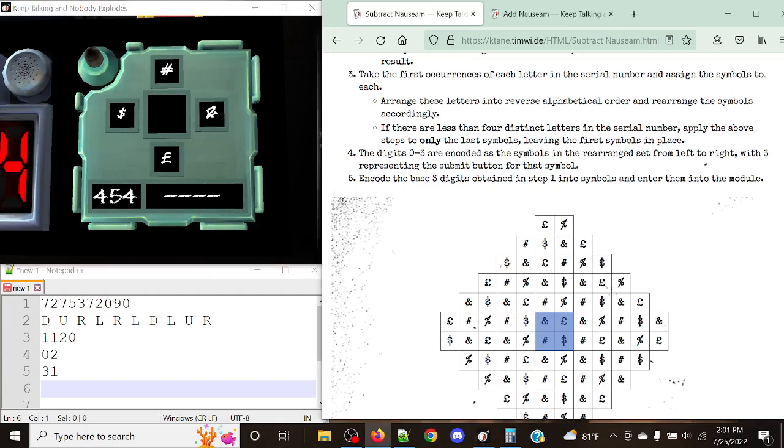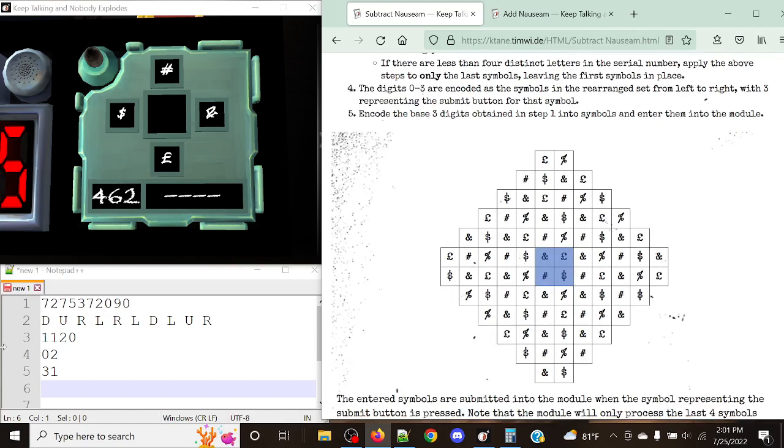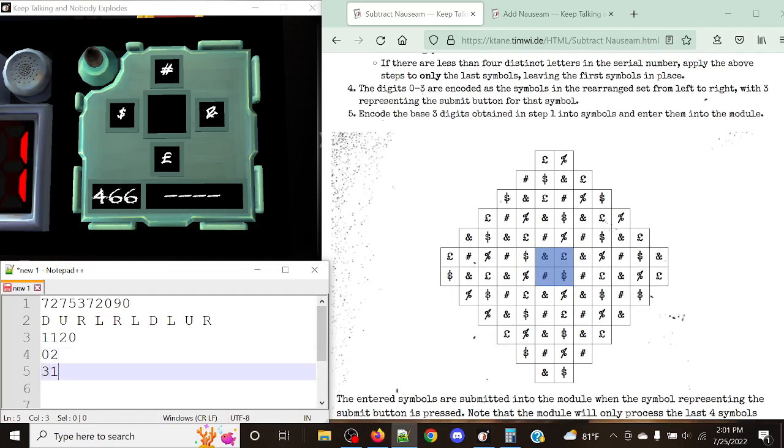into the module here. So now we're going to encode the base 3 digits obtained in step 1 into symbols and enter them into the module. So this is what we're going to do here, and that's why it's only going to be 0 through 2, because 3 is going to be our submit.